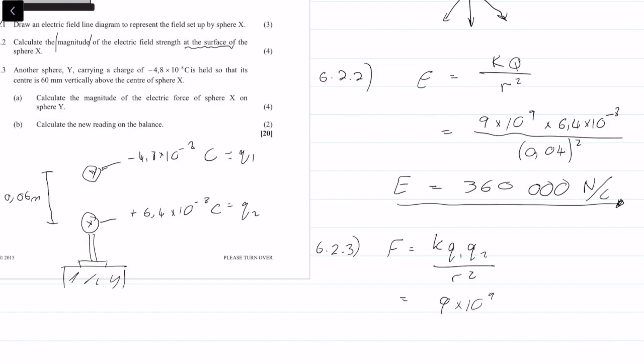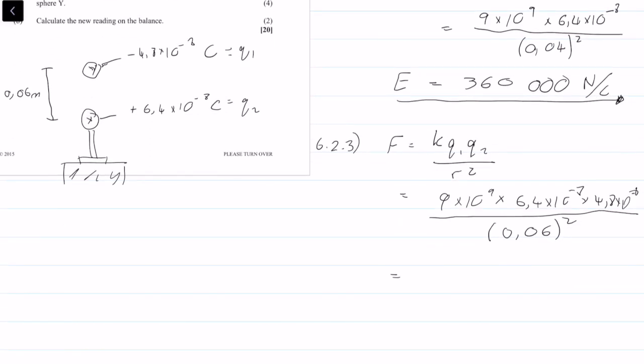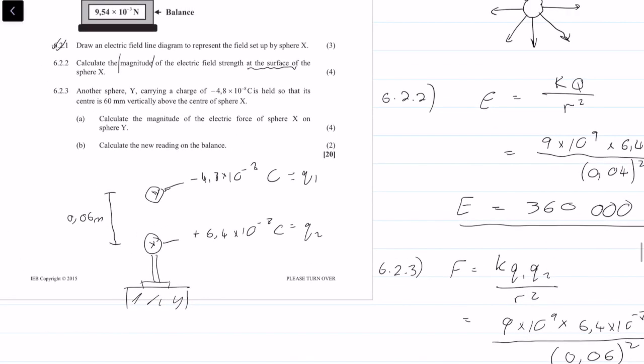Substituting values in, we have 9 times 10 to the power of 9 times, I'm taking magnitudes for all of them, 6.4 times 10 to the minus 8 times 4.8 times 10 to the minus 8, all over the distance, which is 0.06, and all of that is squared. If we plug this into our calculator, we get the force F equal to 7.68 times 10 to the minus 3, in units of newtons. So that's the force that sphere Y exerts on sphere X.